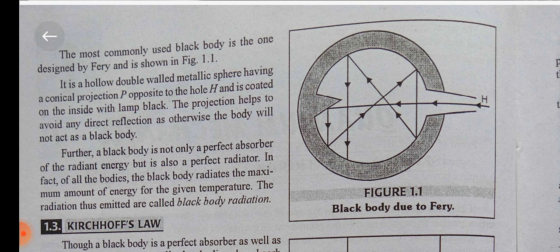Further, a black body is not only a perfect absorber of the radiant energy but is also a perfect radiator. In fact, of all the bodies, the black body irradiates the maximum amount of energy for a given temperature. The radiation thus emitted is called black body radiation.